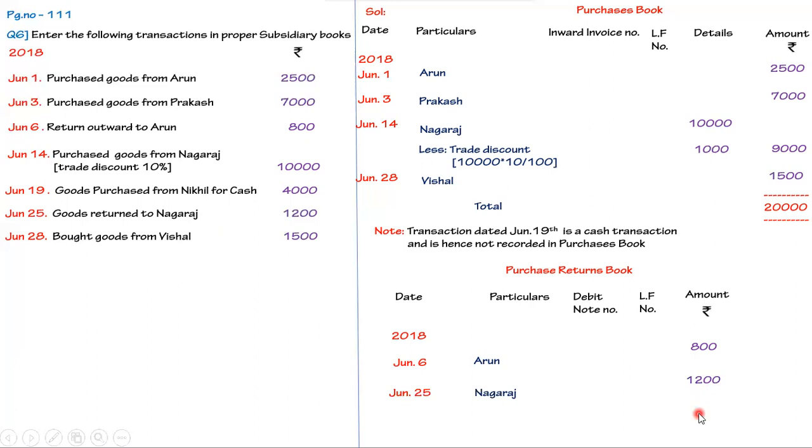Now doing the total for purchase returns book, 1200 plus 800, it becomes 2000 rupees. So here the total will be taken as 2000, and in particulars column we'll be writing it as total.